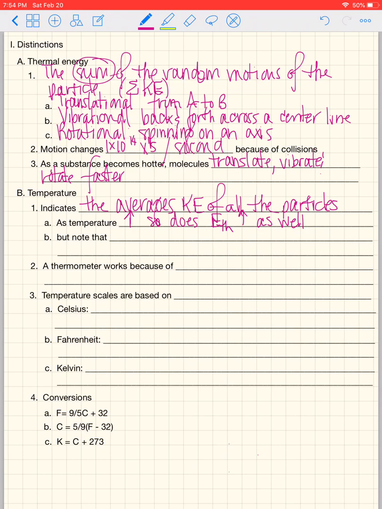But note that temperature is average per molecule and E thermal is sum. Temperature is the average kinetic energy per molecule, and thermal energy is the sum of the kinetic energy of all the particles.